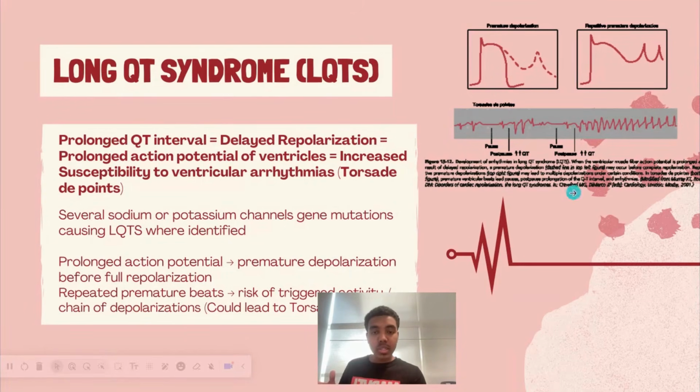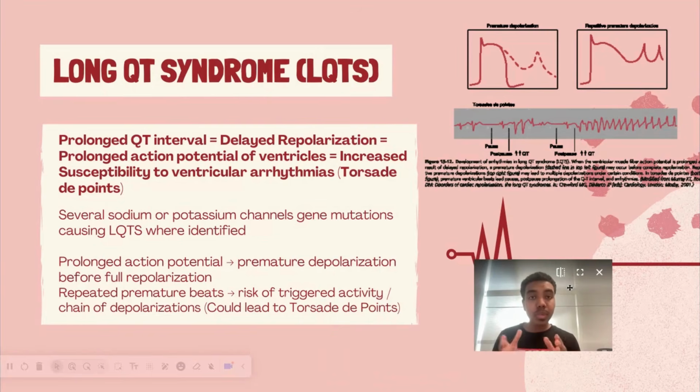Before it repolarizes, you're going to have repeated premature beats. So we're going to have repeated premature impulses getting into the muscle, and you're going to have risk of triggered activity of chain depolarizations. Now, if you take a look at the ECG, you have a prolonged QT, and then you have constant depolarizations. This is called a chain of depolarization, and that is torsades de pointes.